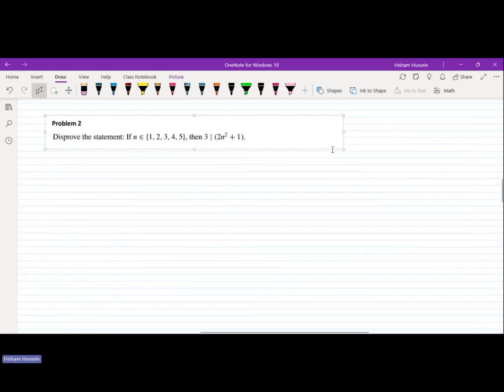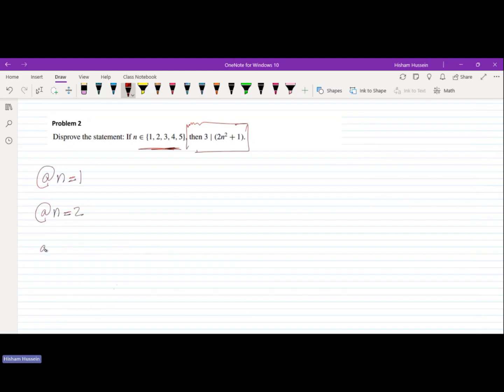Let's disprove the next statement. If n belongs to the set containing 1, 2, 3, 4, 5, then 3 divides 2n squared plus 1. Just substitute and find a counterexample that negates this statement. Substitute with this set: at n equals 1, at n equals 2, at n equals 3, and so on. For n equals 1, 2n squared plus 1 equals 3, which is 3 times 1, a value divisible by 3.